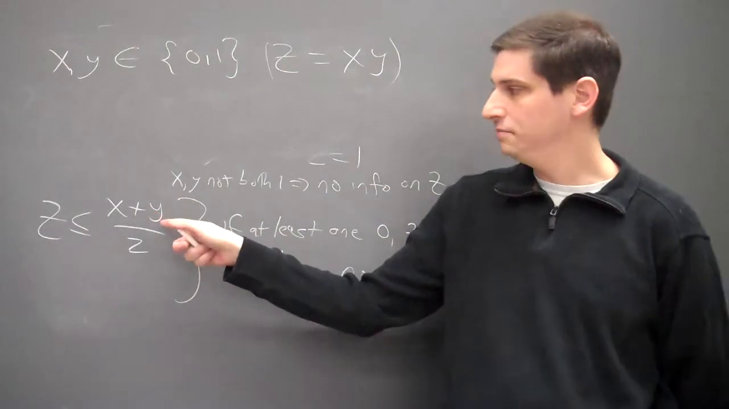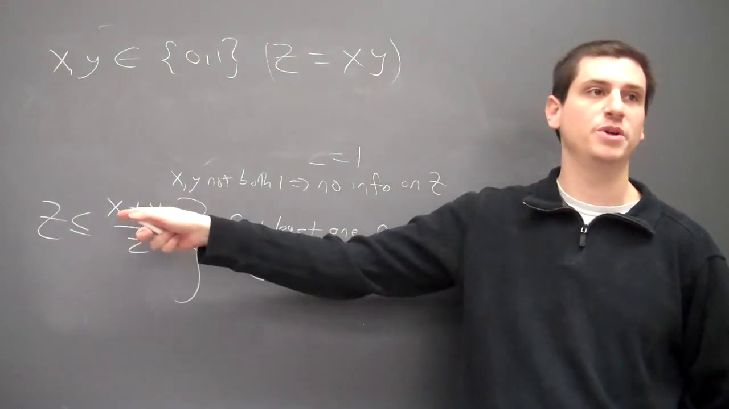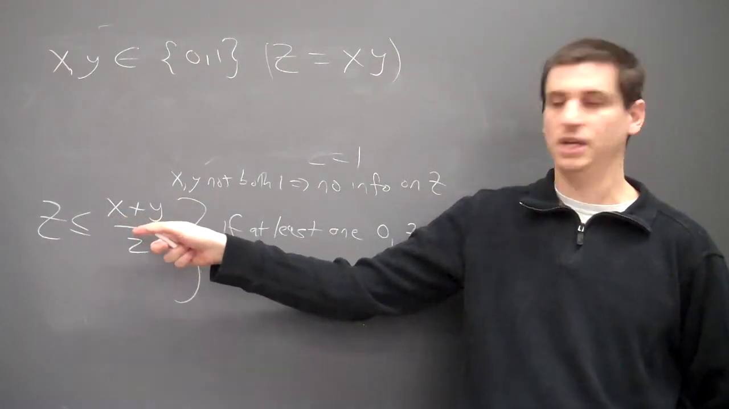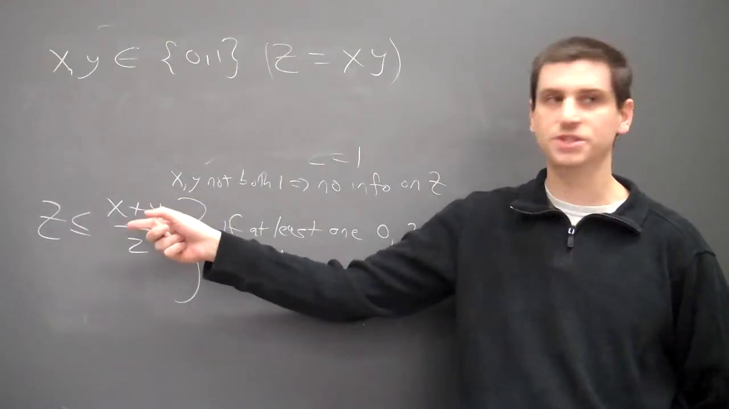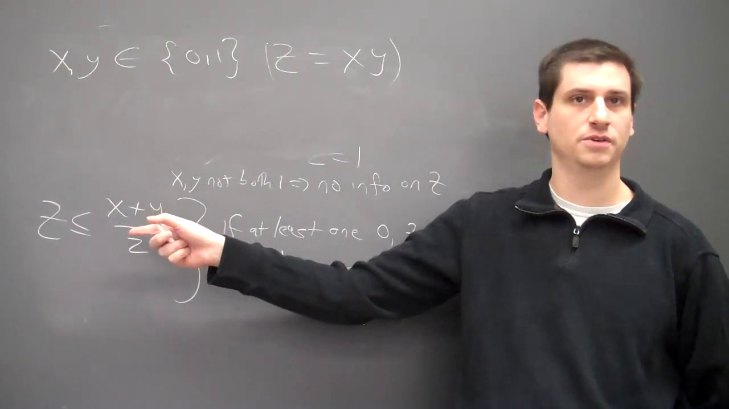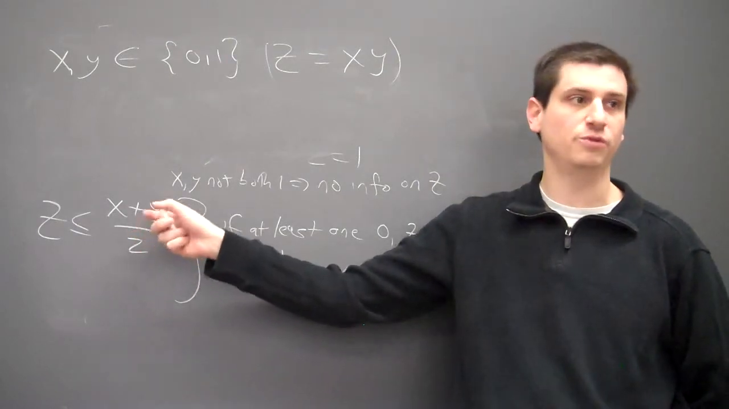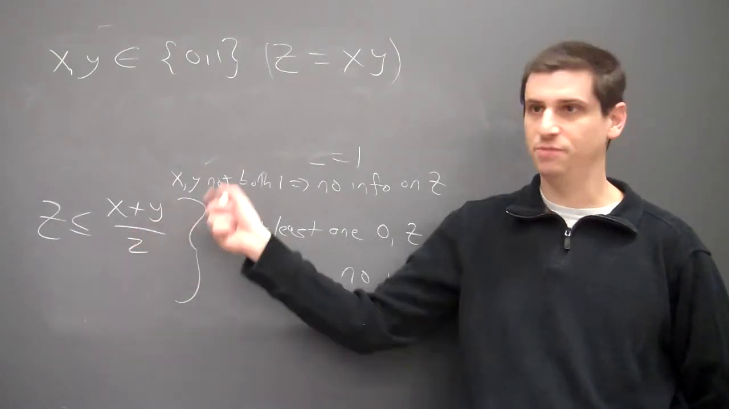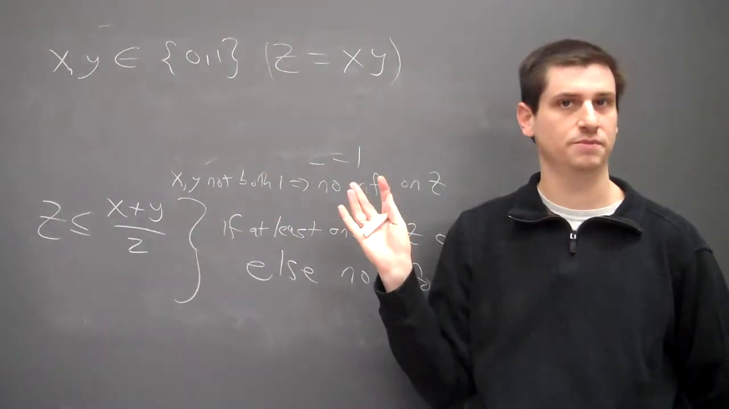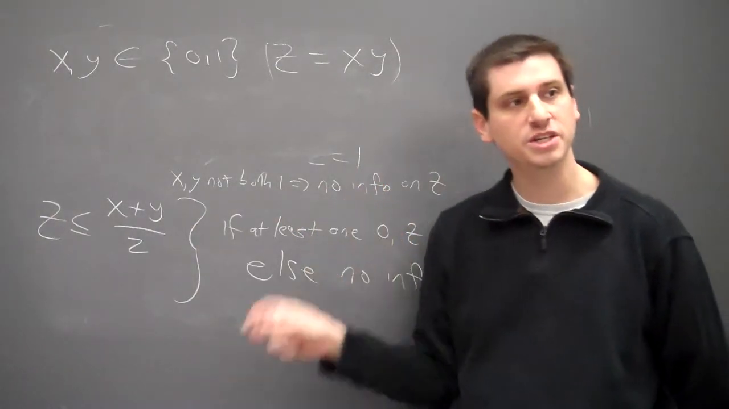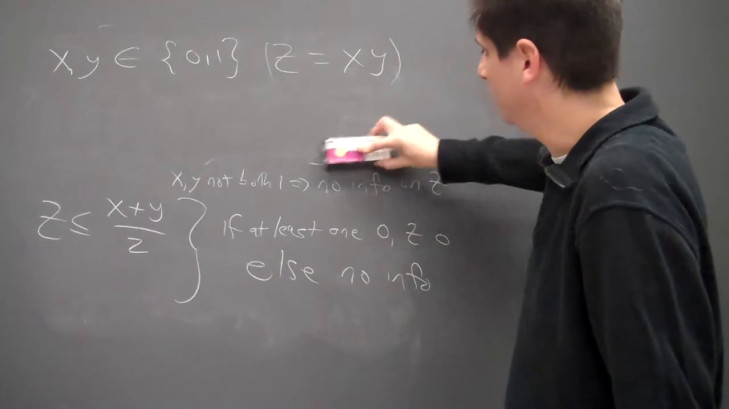If they're both 1, this gives us no information on z. If one of them is 0, it forces z to be 0. So this condition forces z to be 0 if one of them is 0. And then if both of them are 1, no information. So now we just need a condition that works when both of them are 1.